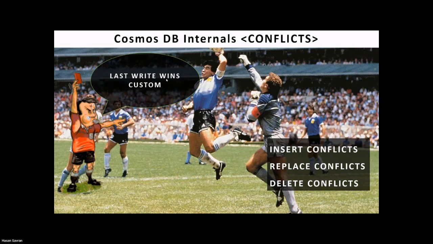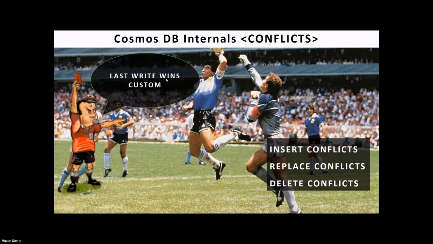If you are using the SQL API, rather than using the timestamp, you can actually use any other numerical property you have in the documents. For example, if you have an order ID or any kind of ID which is a number, it can work the same way, and it will pick the highest number and go with that. But that works only for the SQL API.